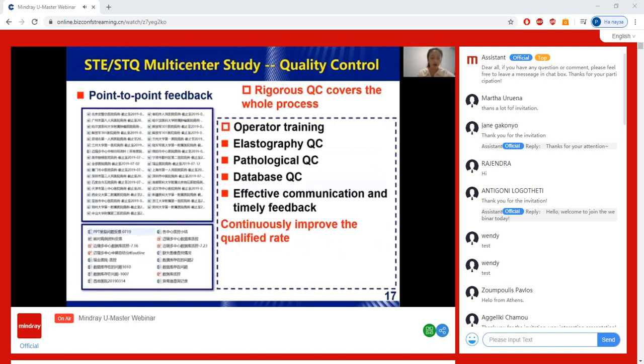All-sided and strict quality control was conducted through the whole process of this multi-center study. Effective communication and timely feedback significantly improved the qualified rate of elastography, pathology, and database.